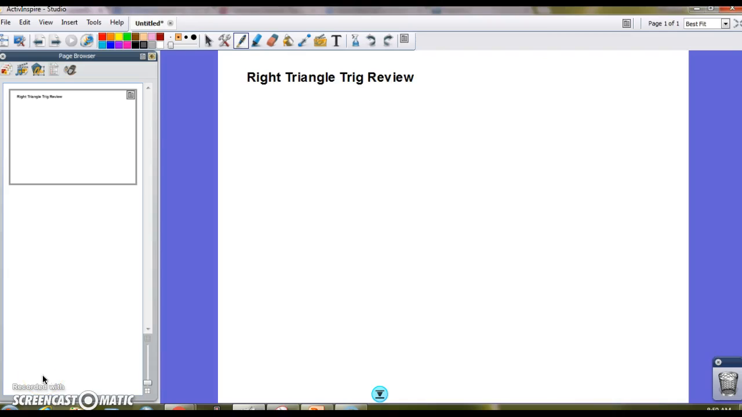Good morning, folks. Today we are going to do some review of right triangle trig. This is stuff that you did a while ago, probably back in geometry, depending on what school you were in before. I do want to review this because this is basically the foundation of a lot of the trig that we're going to be doing.